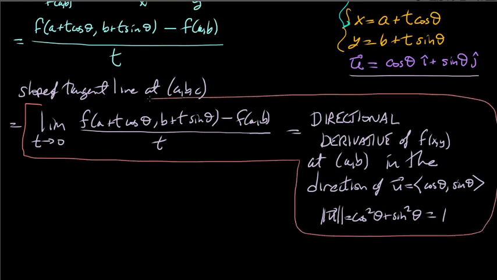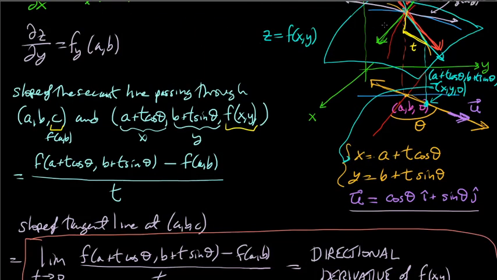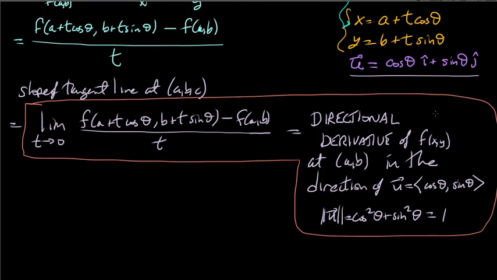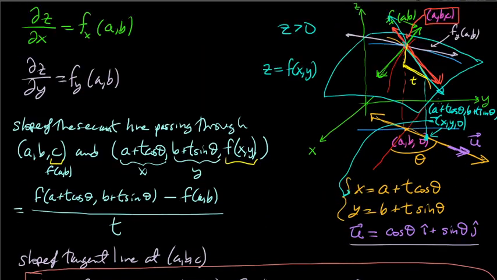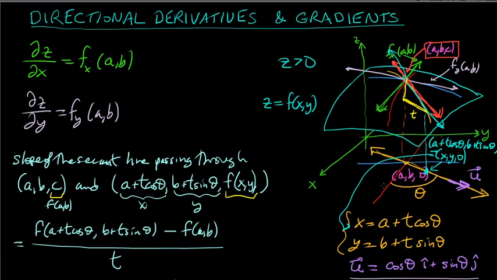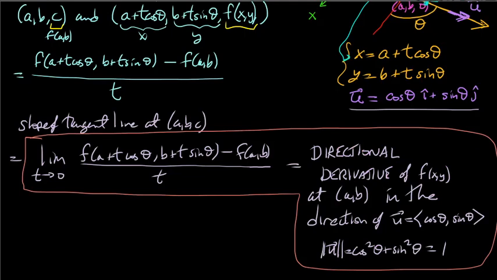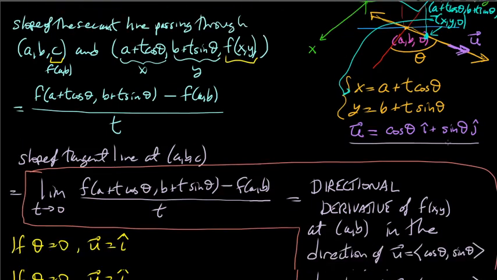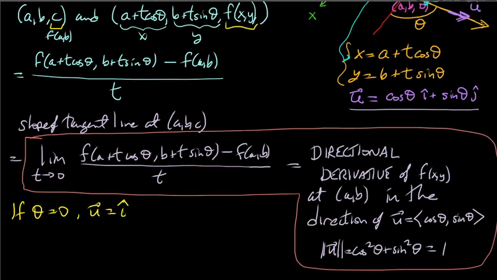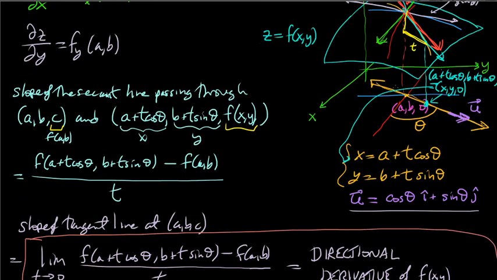Right. And it is the slope of the red tangent line. In particular, depending on the direction, let's suppose theta is 0. So if theta equals 0, in which case u is just the vector i in the x direction, then if you calculate this limit here, the directional derivative will just be the usual partial derivative with respect to x, because it's in the x direction.